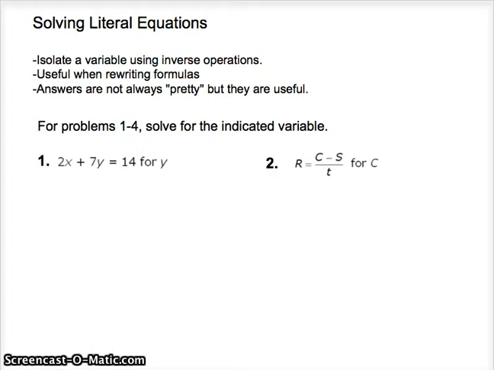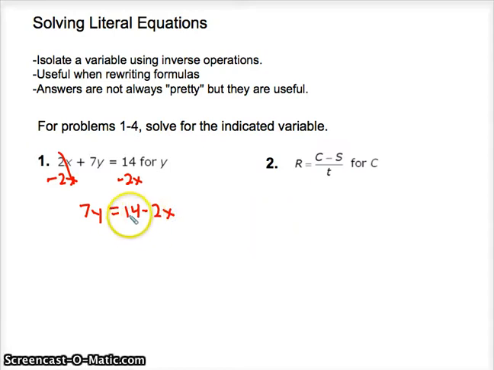Looking at problem number 1, we are going to solve 2x plus 7y equals 14 for y, meaning we want y all by itself. Now, my first step is going to be to move an entire term. I can move 2x all in one movement. I can subtract 2x from both sides. Let's see what that looks like now. If I do 2x minus 2x, that's 0 and it goes away. So 7y equals 14 minus 2x.